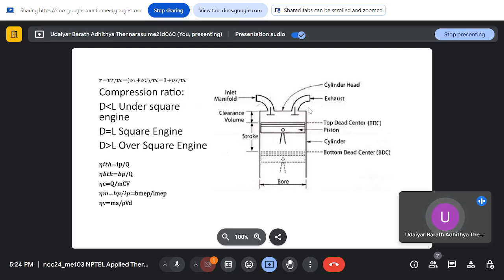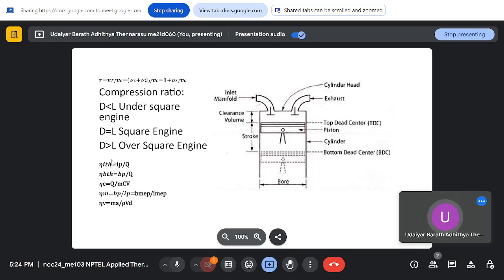Then we saw compression ratio, and then this defined what is a square engine. So when the bore and stroke length are the same, it's called a square engine, and if the diameter is greater, it's called over square, and if it's less, it's called under square.